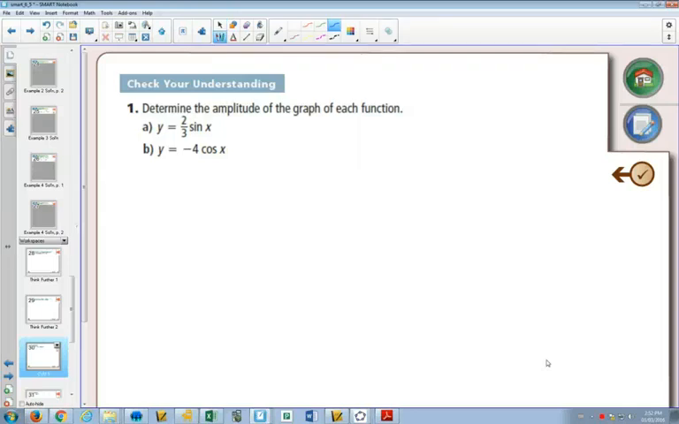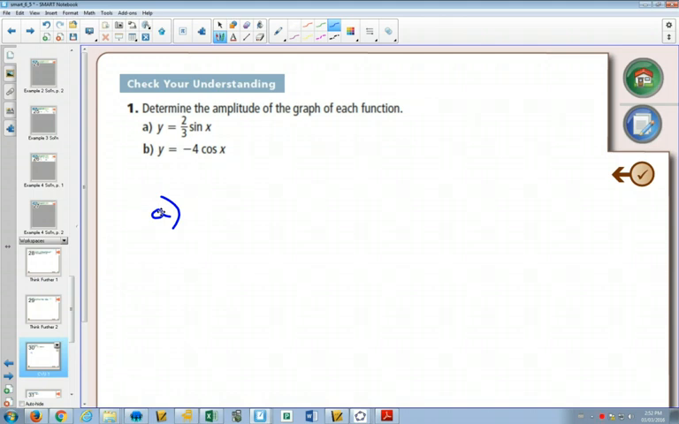So what we're going to do for each of these, they say determine the amplitude. We're also going to graph them. So we're going to look at what the graph of 2/3 sine x looks like. We have to think about transformations. What does that 2/3 do? It's going to do a vertical stretch or compression. So our whole graph is going to get compressed by 2/3.